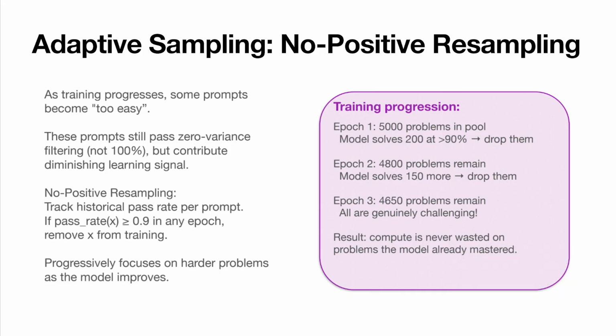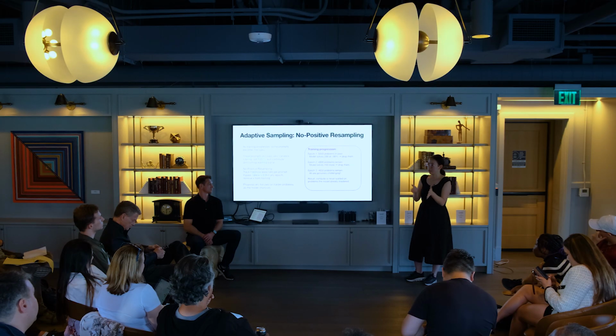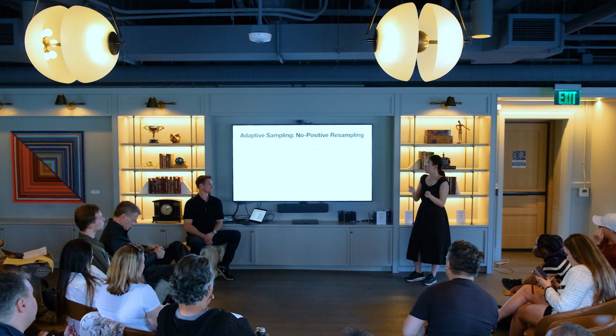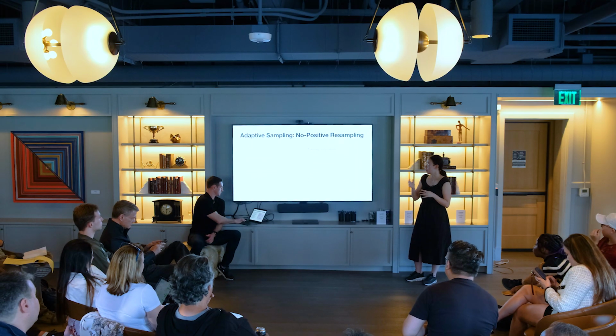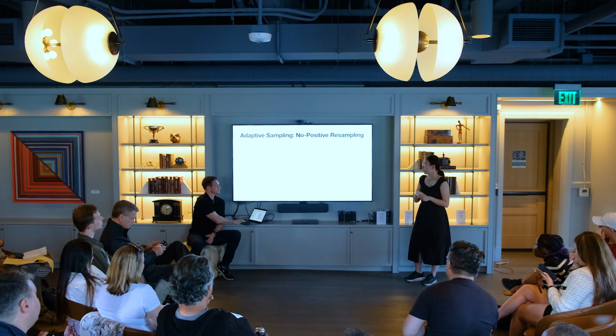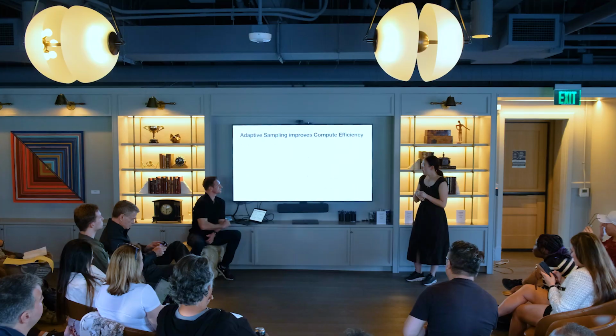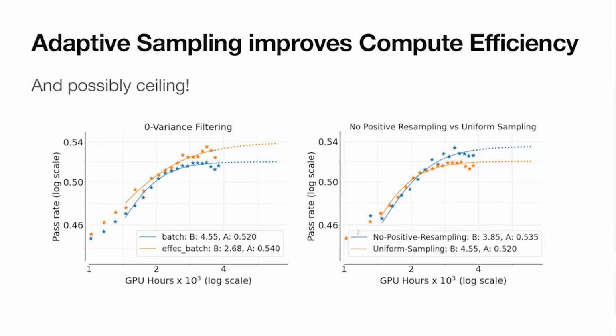What this looks like in the training progression is you might start with 5,000 problems. The model will learn to solve maybe 200 of them, and then we just drop those. Gradually, we have fewer and fewer problems to train on, and we focus only on the problems that are genuinely challenging. So the compute is never wasted on problems that the model already mastered. We see that with adaptive sampling, these two very simple tricks really improve compute efficiency, and sometimes they also improve the ceiling as well, which is pretty cool.